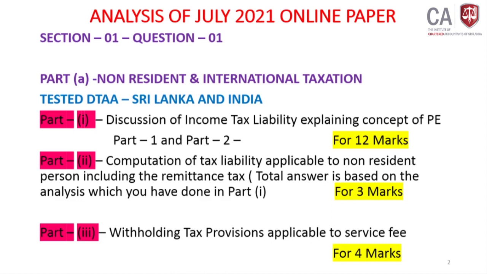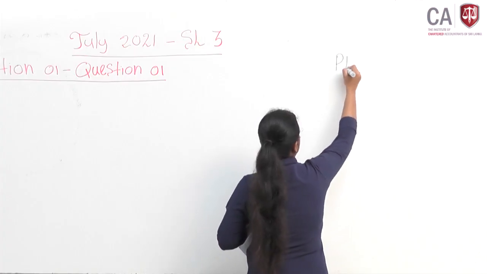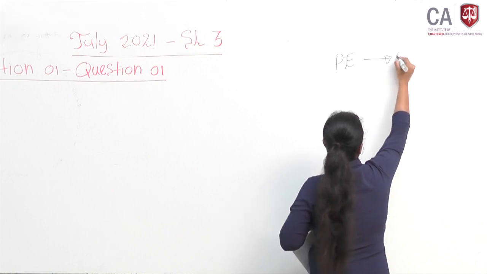Part A, Roman 1 requirement is discussion of income tax liability, explaining the concept of PE. There are 2 alternative models given to conduct the business in Sri Lanka with reference to a non-resident person. Based on those 2 models, you have to check whether there is a PE or not. If there is a PE, let me come to this.